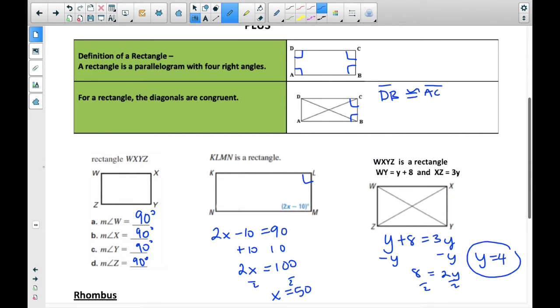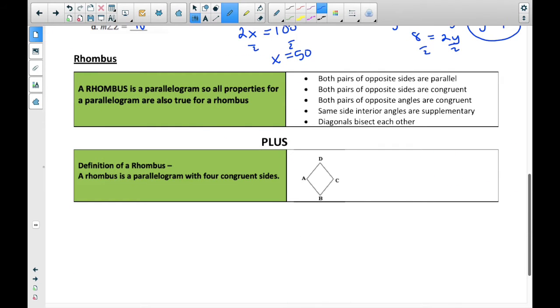Let's move on to rhombuses. A rhombus is also a parallelogram. Again, all these are parallelograms, they're just special kinds. So all these same 5 still apply to rhombuses. Plus, there's one more, and that is it has 4 congruent sides. I kind of think of it like a square that's been slanted over. It's a slanted square. So all of those are congruent.